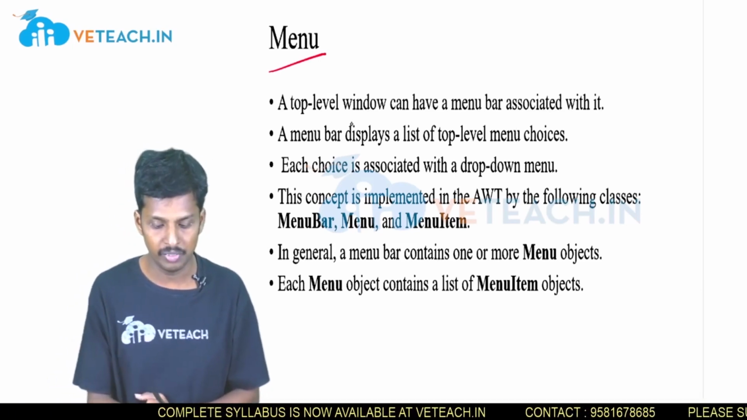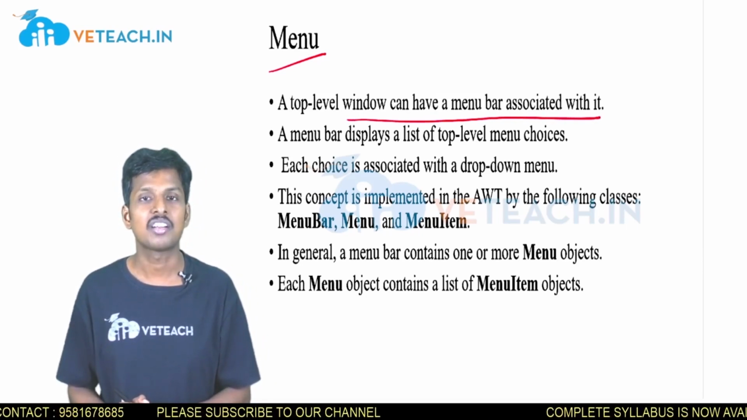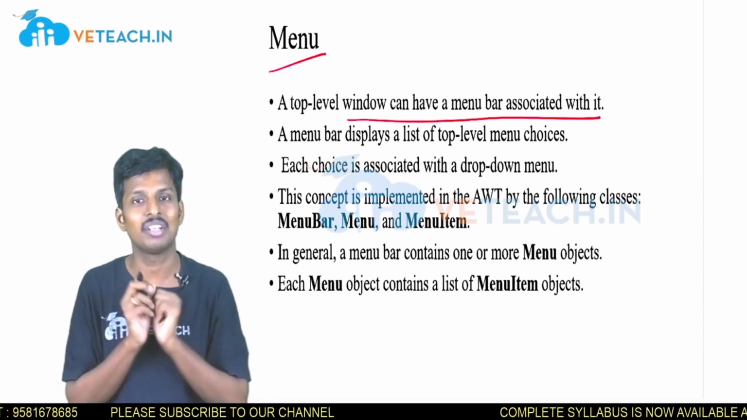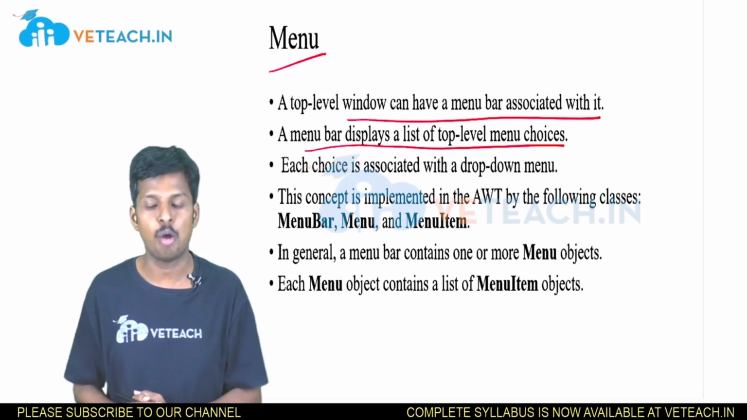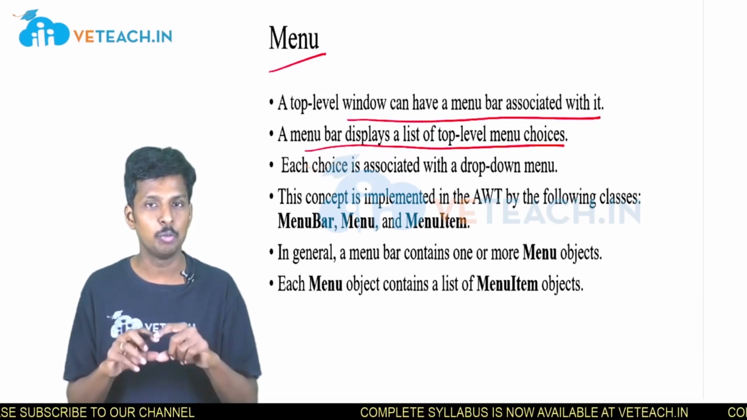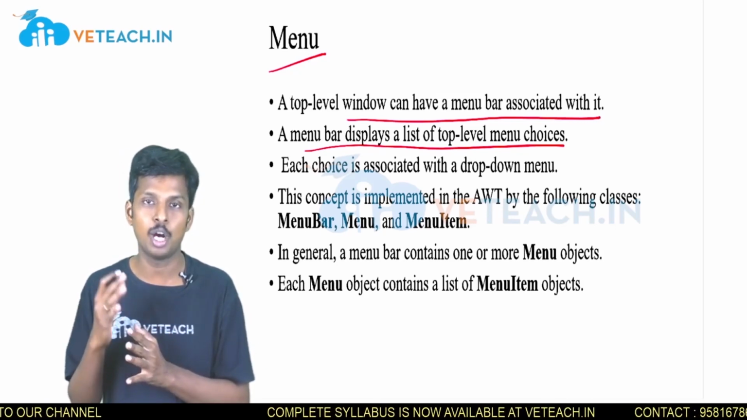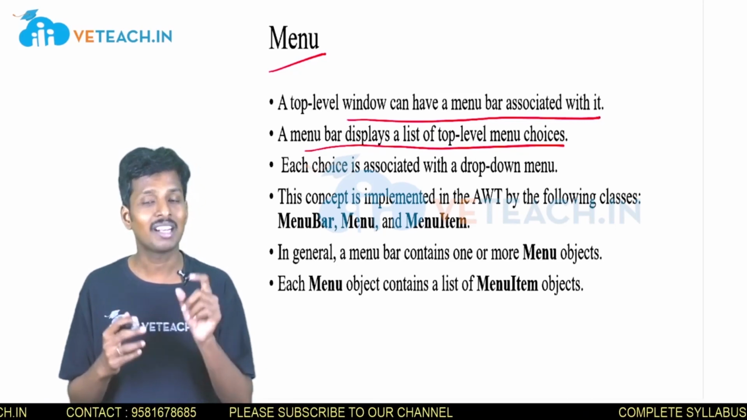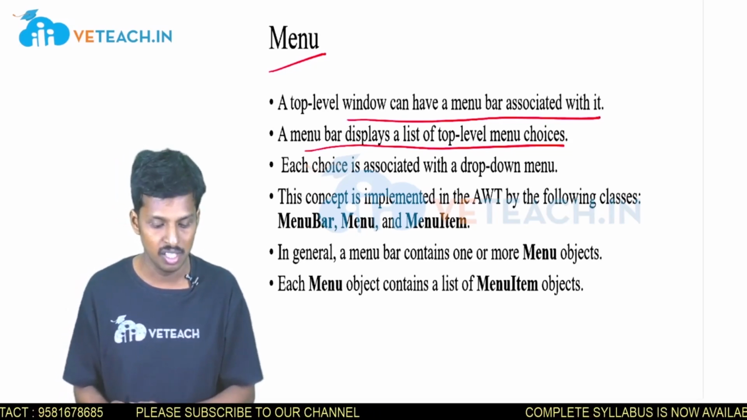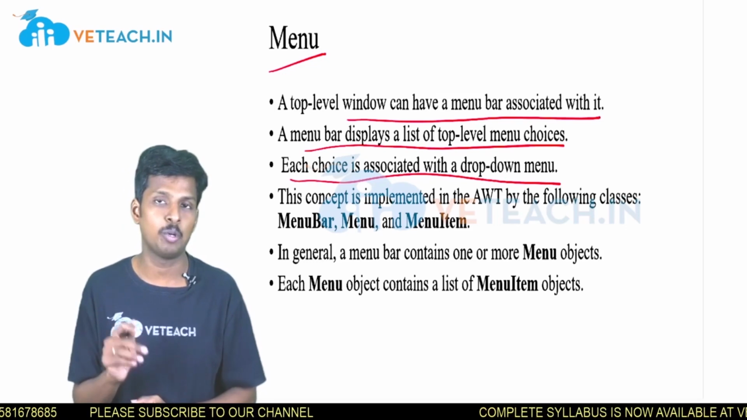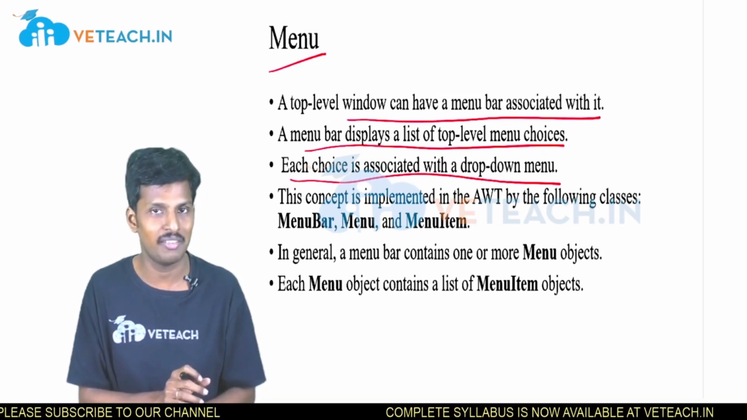Menu. A top-level window can have a menu bar associated with it. So a menu bar will be associated with each and every window that is newly created. A menu bar displays a list of top-level menu choices. A menu bar will have File, Edit, View, or different options like Help. When we click on a particular menu item, we are going to have a number of items in the drop-down list. Each choice is associated with a drop-down menu. Means when we click on File, you'll have a drop-down menu like New, Save As, Quit.